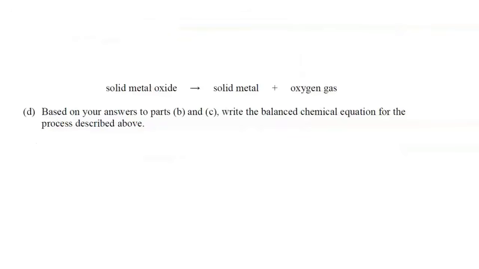In part D of this question, it says, based on your answers to parts B and C, write the balanced chemical equation for the process described above. So we know that the formula of the metal oxide is Ag2O. We know that the metal is silver. That would just be Ag by itself. And then we also know that oxygen gas was released during the heating process. And we write oxygen gas as O2.